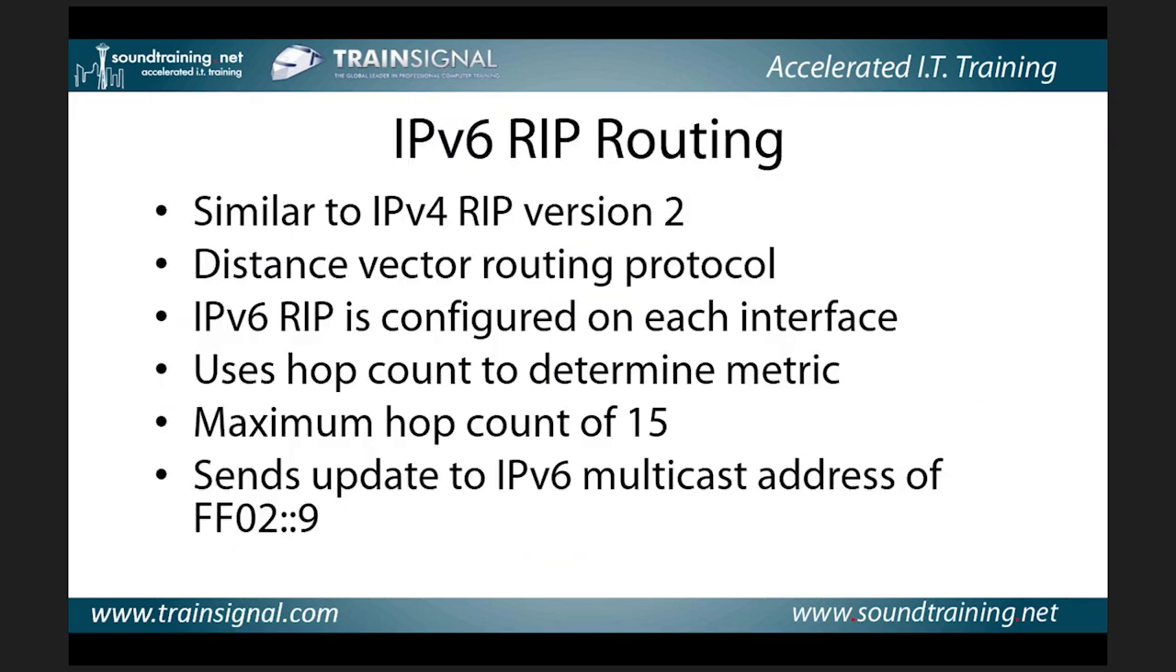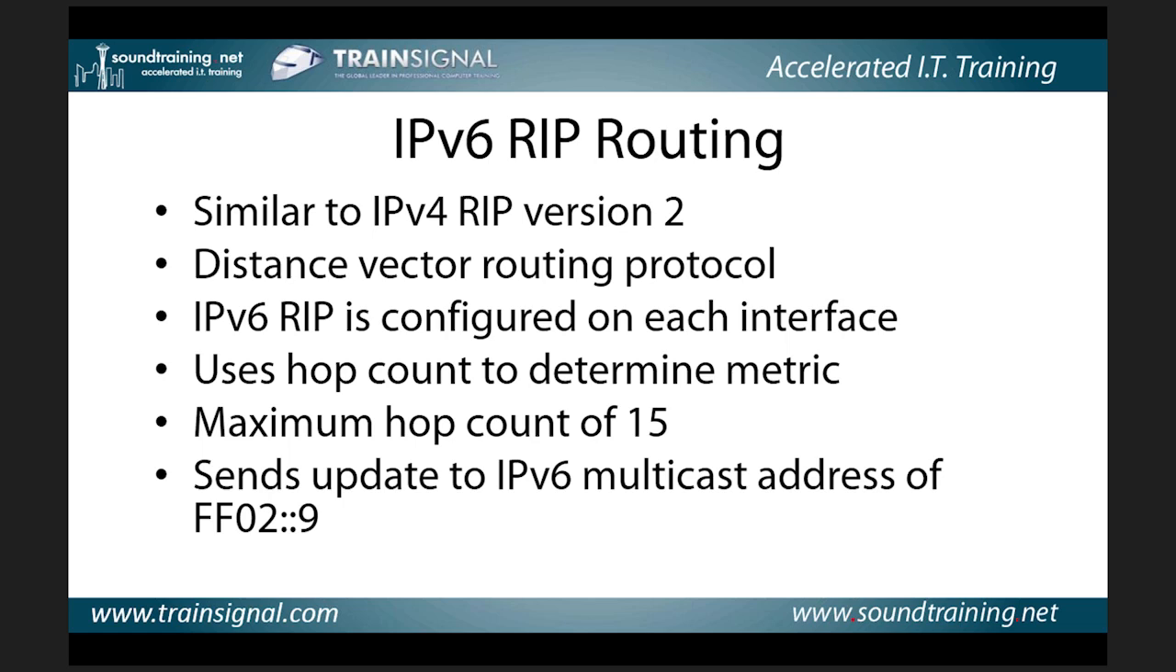Let's talk about IPv6 RIP. Now, the thing to think about IPv6 RIP routing is that it's very similar to IPv4 RIP version 2. It is a distance vector routing protocol, just like RIP, which means that it sends out its updates at regular intervals, sends the entire routing table. Unlike the way we configured RIP in IPv4, where we had to use network statements, now we go to each individual interface and we configure RIP on the interfaces that we want participating in the RIP routing process. So frankly, it makes a little more sense than the way we did it in IPv4.